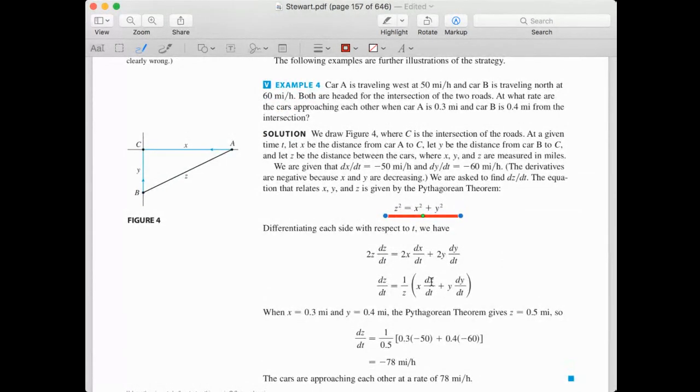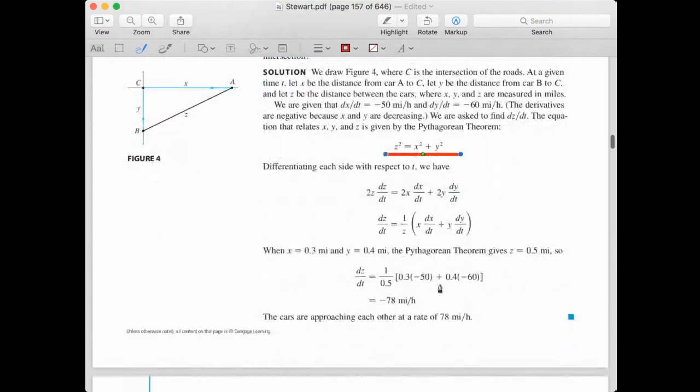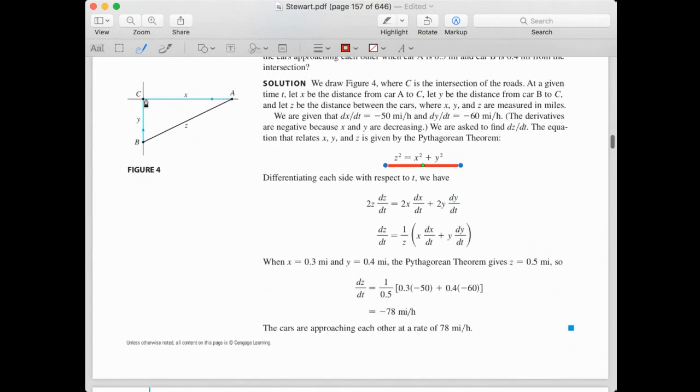So dx/dt is 50, dy/dt is 60. So dz/dt, or z prime, equals 1 over 0.5. Where do you get 0.5? Because x is 0.3, y is 0.4, and of course z, the hypotenuse at the point, is 0.5. So 1 over 0.5, then 0.3 times dx/dt.